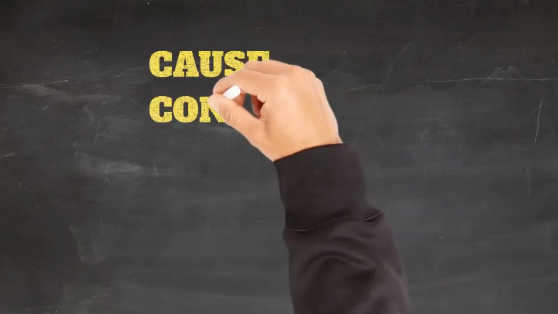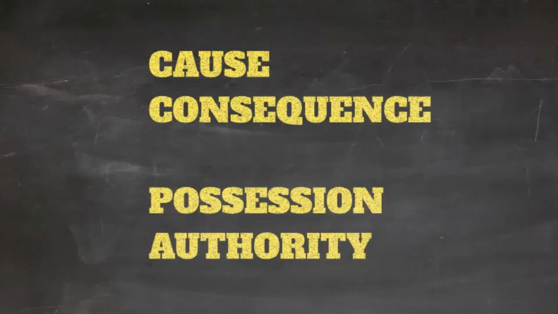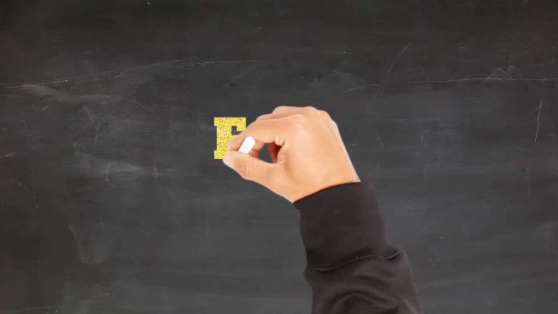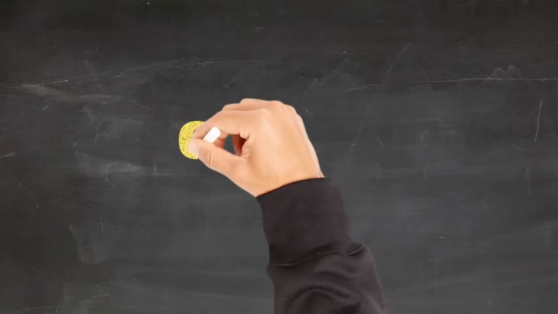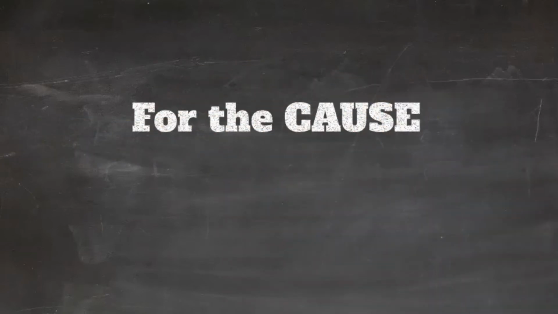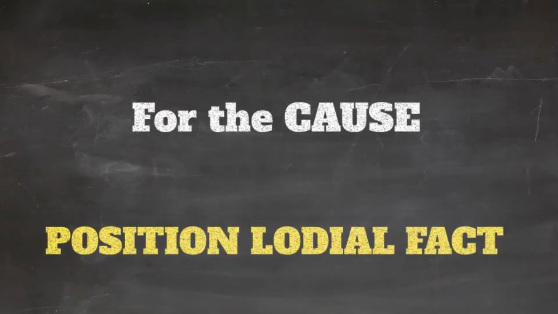Let's go back to our Guide 1, Cause, Consequence, Possession, Authority. Let us certify these fact-based words. So I said, for is used to start our sentences, bringing us straight to the point of the matter. Example, to certify the word cause. We could say, for the cause. For being the positional, the being the allodial and cause being our fact-based word certified.